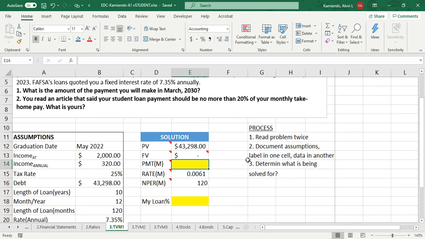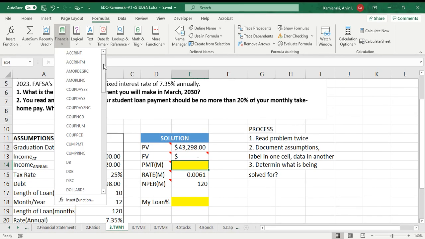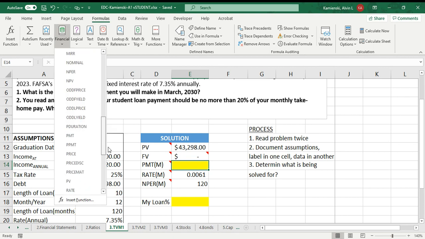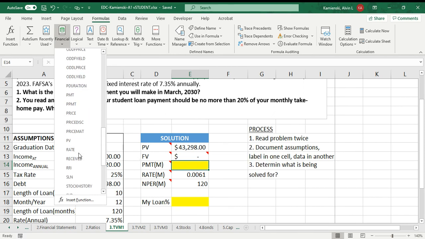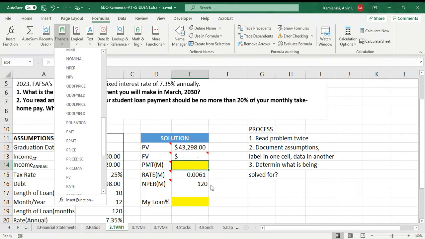So in Excel, where we're going to go is formulas. From formulas, I'm going to go ahead and find these functions. I'm going to find the financial functions. I'm going to look and see that there are 5 formulas that we will use regularly. There's PV right here. There is FV right here, future value. There's PMT right here. There's rate right here. And then there is N per right there.